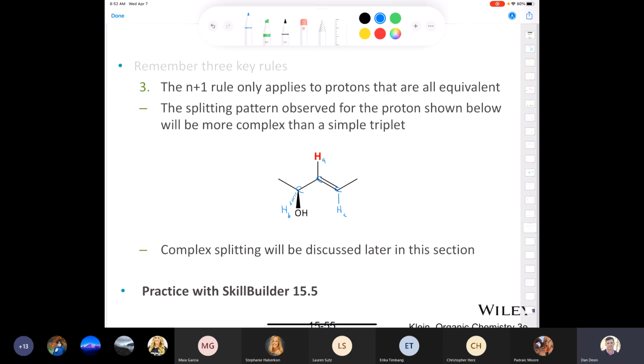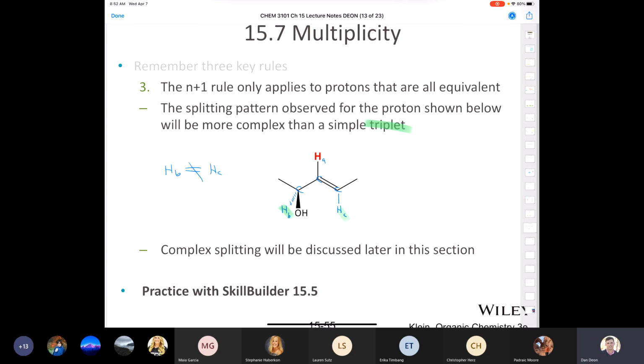Well, HB and HC are not chemically equivalent. HB is not the same thing as HC. You can clearly see that they are very different protons. So if you didn't understand that, it might be a knee-jerk reaction to say, well, I've got two neighbors, 2 + 1 is 3, therefore I'm going to get a simple triplet. But in fact, you wouldn't get that. You'd get complex splitting. And if you're wondering what you would actually get, I'll tell you.